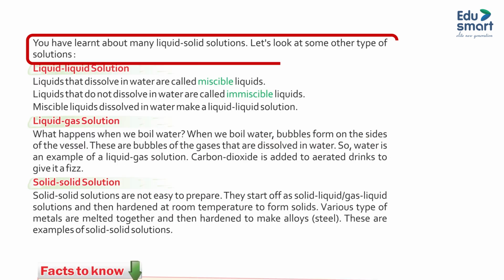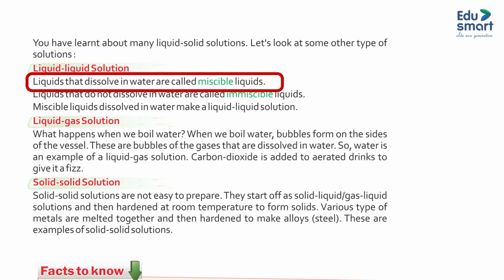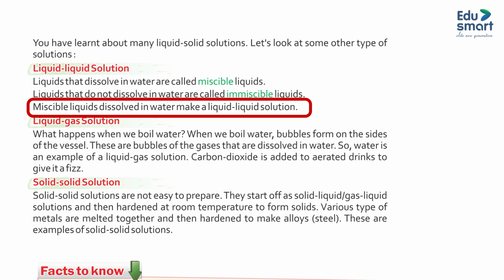You have learned about many liquid-solid solutions. Let's look at some other types of solution. Liquid-liquid solution. Liquids that dissolve in water are called miscible liquids. Liquids that do not dissolve in water are called immiscible liquids. Miscible liquids dissolved in water make a liquid-liquid solution.